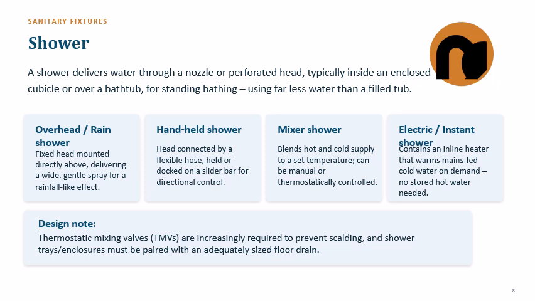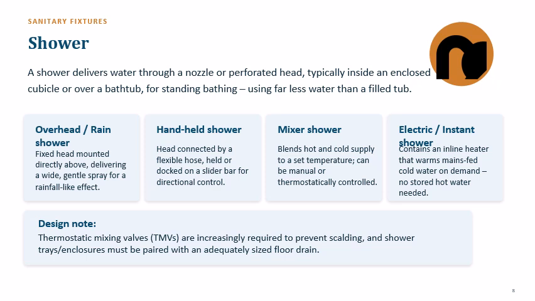Next sanitary fixture is the shower. A shower delivers water through a nozzle or a perforated head, typically inside an enclosed cubicle or over a bathtub, for standing bathing, so using far less water than a filled tub. It is also of four different types, that is the overhead or rain shower, handheld shower, mixer shower, and electric or the instant shower.